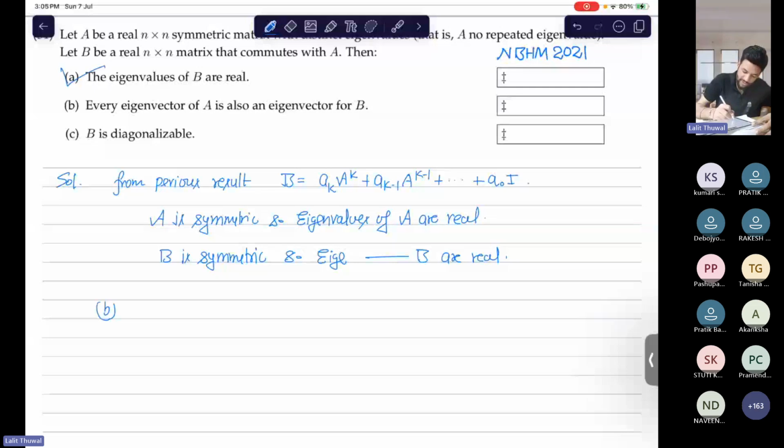What about the second option? Every eigenvector of, yeah, please, someone unmuted it by mistake, I think.